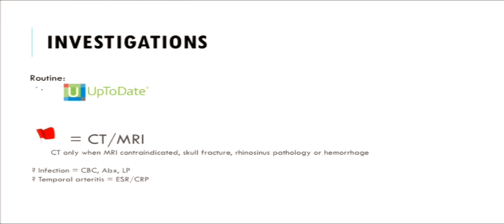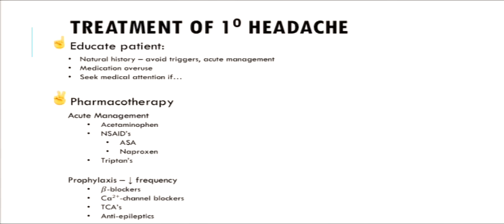And if you're worried about infection, don't forget, you have to do your CBC, antibiotics, you have to do an LP. If you're worried about pseudotumor cerebri, you have to do an LP. If you're worried about temporal arteritis, you would do ESR and CRP. Okay, those are the next steps in investigations. So in general, you need an MRI, unless it's an infection, then you can just do blood work and an LP, or unless it's temporal arteritis, highly suspicious for that, and then you can just do an ESR and CRP, and that can diagnose it. Okay, so that's it. So now let's go to treatment of a primary headache.